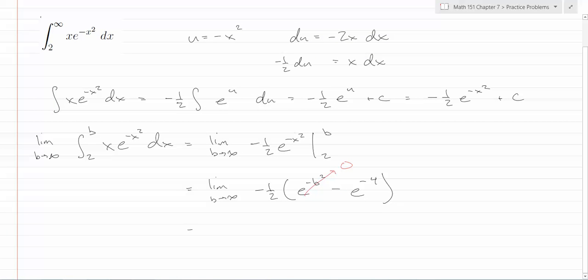What you end up with is minus 1/2 times minus e to the minus 4. So that is 1/2 e to the minus 4. And since we got a finite number there, that tells us that that improper integral converges to that value.